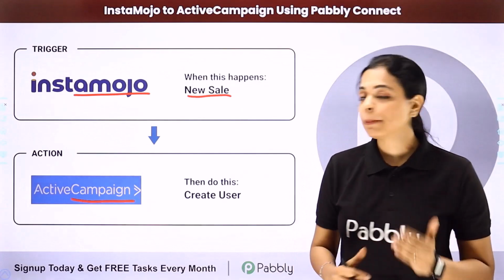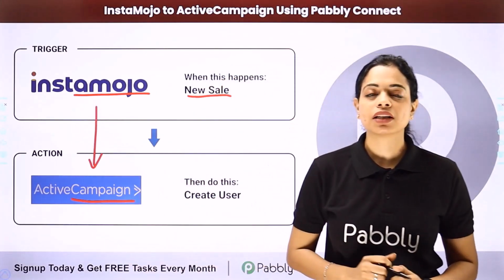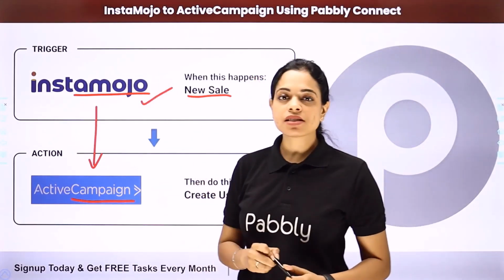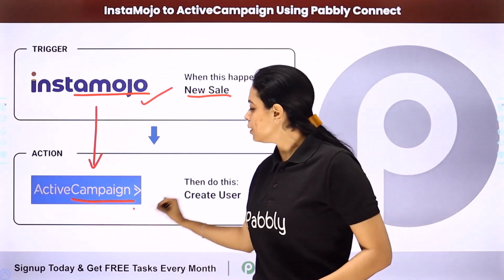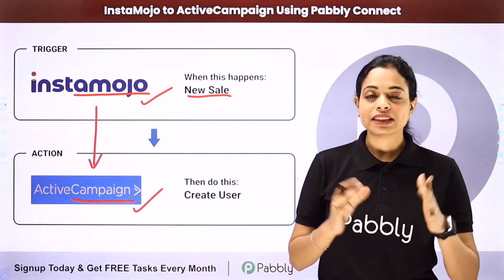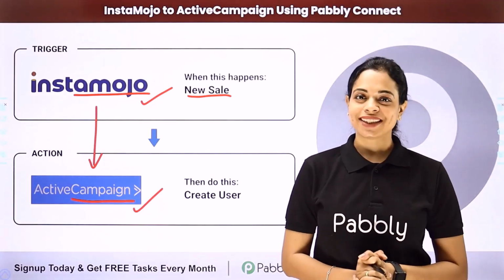Now how can that happen? For this you will have to integrate the two applications, and the same thing can be done using Pabbly Connect software. So here your trigger application will be Instamojo and your action application will be ActiveCampaign. Now how can you do this yourself, integrate and automate this entire process? To understand that, let me take you to my screen.